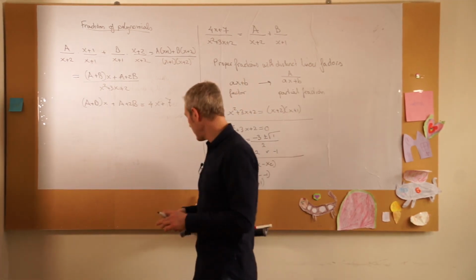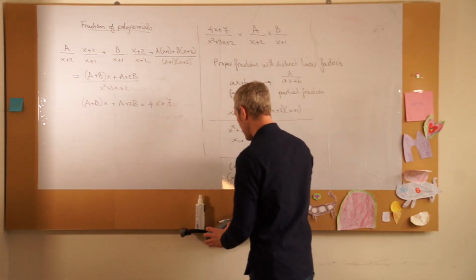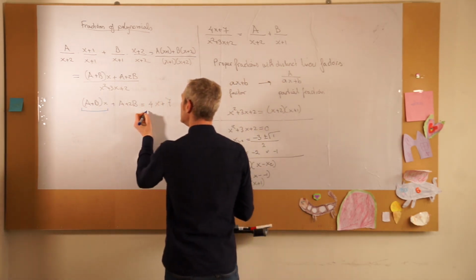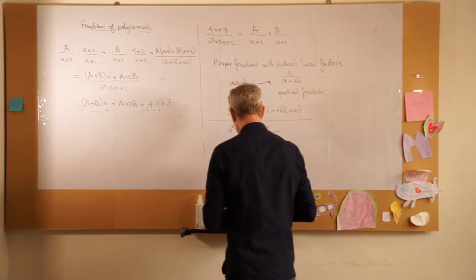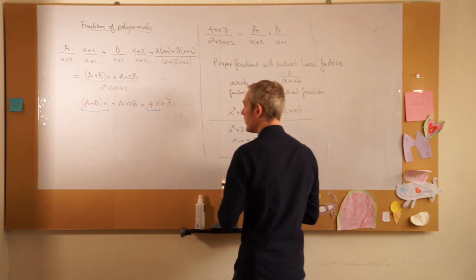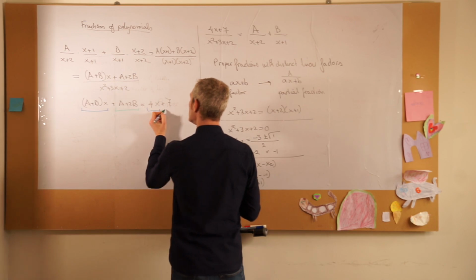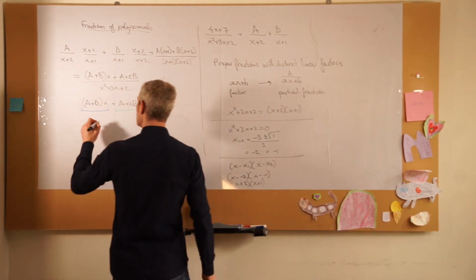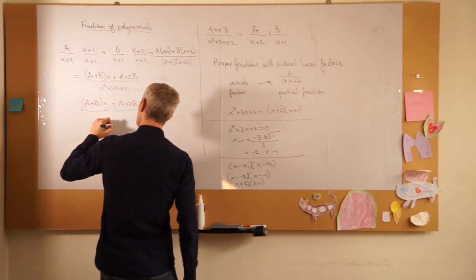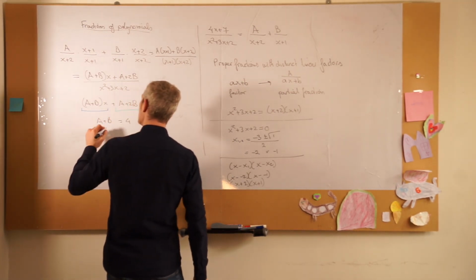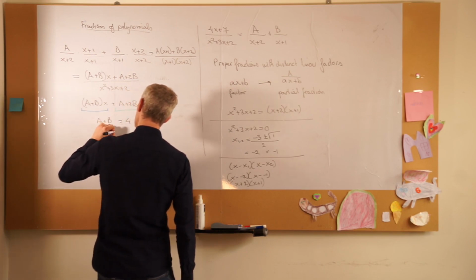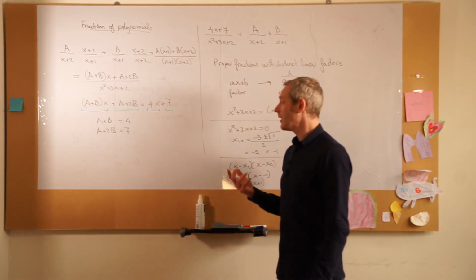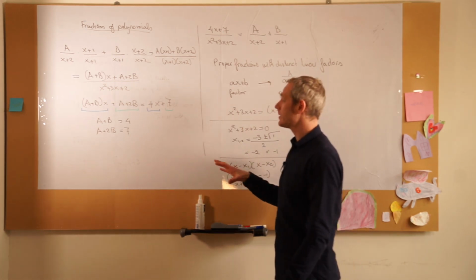How do we now solve for a and b? Well, here we have a number of x, and here we have a number of x, and we have a constant coefficient, and here we have a constant coefficient. So this gives us two equations. The first one is that a plus b is equal to 4, and a plus 2b is equal to 7. Now this is a set of linear equations, two variables, two equations, and we can solve them.